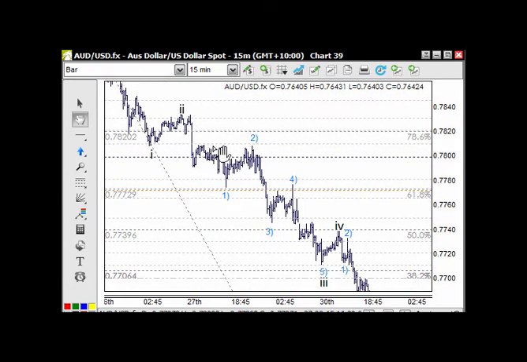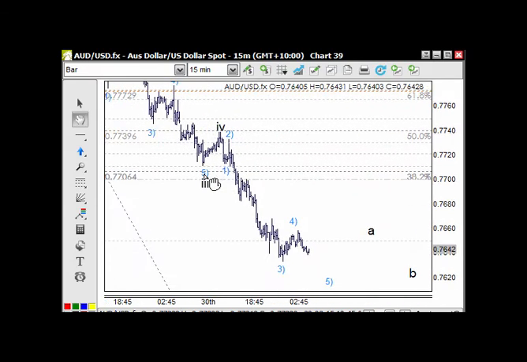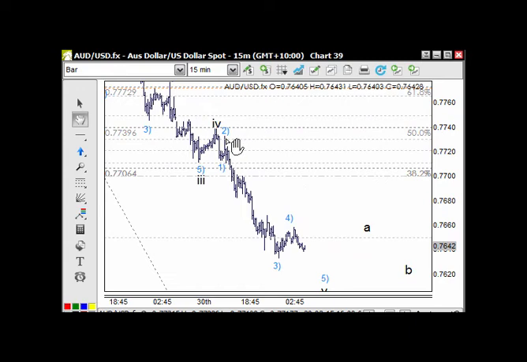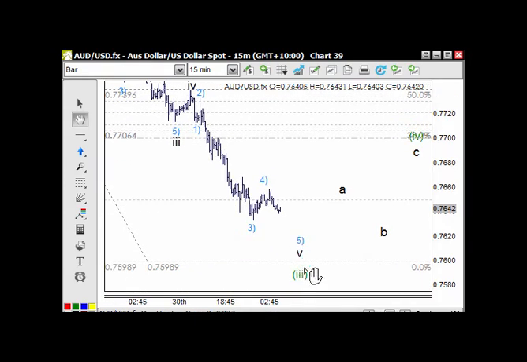So we were counting this down here, so it's wave 1 and 2 and 3 and 4 and 5 for the third wave here, back for the fourth. And then I was counting 1 and 2 here. Then we've got 1, 2, 3, 4 and 5 for the third wave, a fourth wave, and a fifth wave that needs to make a new low here. Then we would have wave 3.